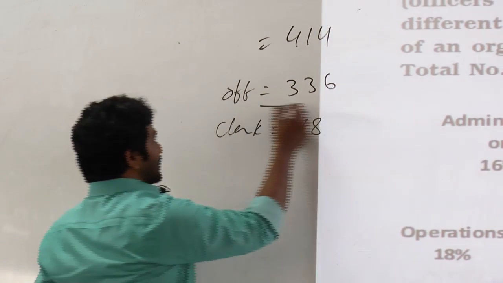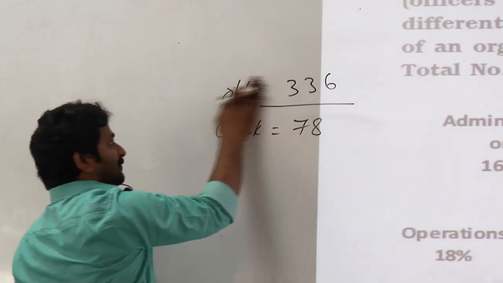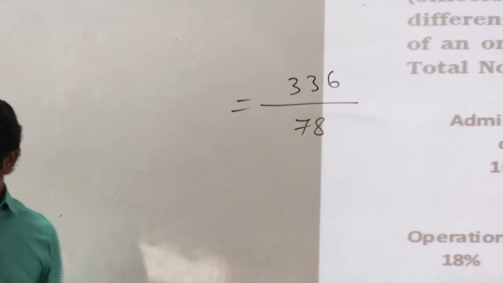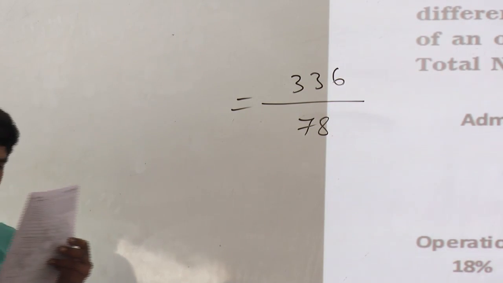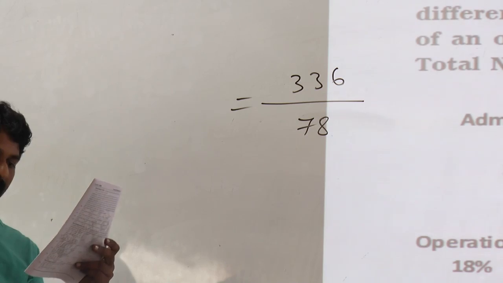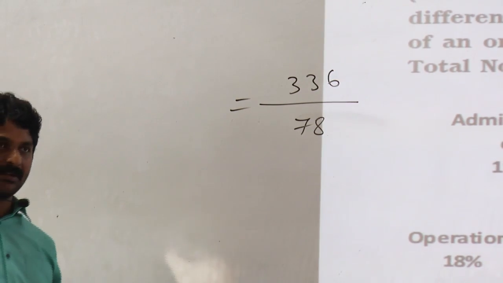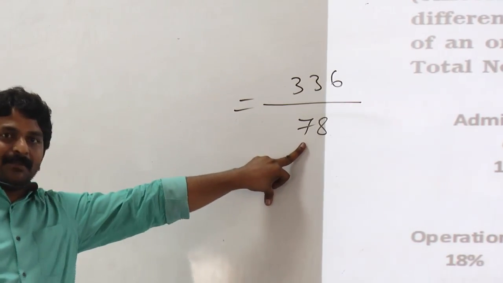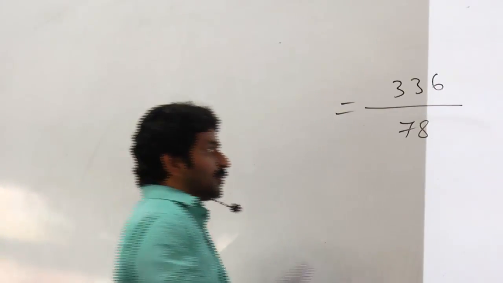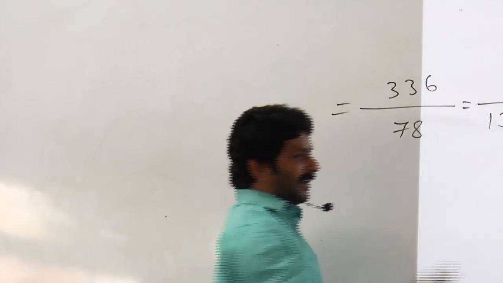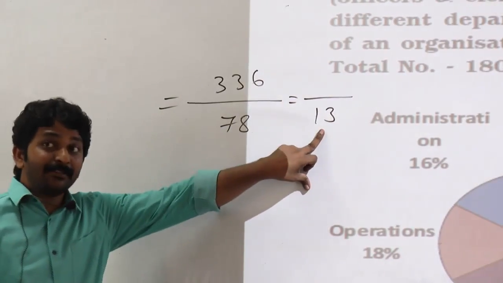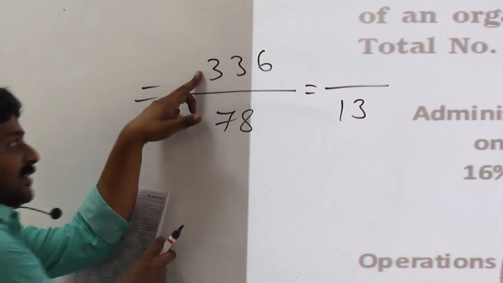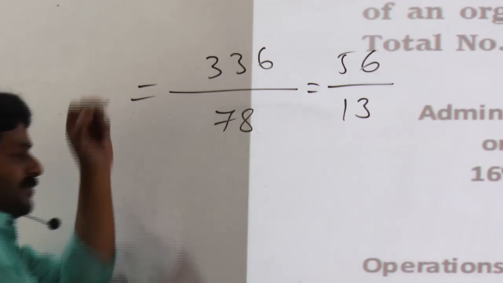Officers to clerk. So that is 336 by 78. This is your answer. Look at your options. Look at your second number in your options. Is this a 13 multiple? Yes or no? So in the denominator there is a possibility of getting 13. If you want to have 13 here, you need to divide this number by 6. Try to divide this number by 6. 6 5 times, 6 times. 56 by 13.